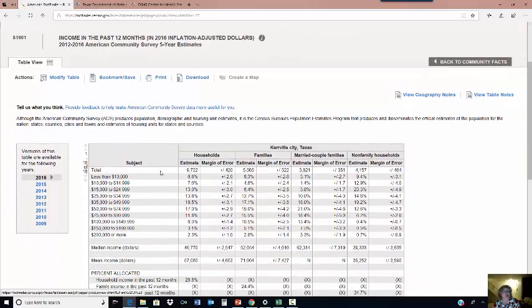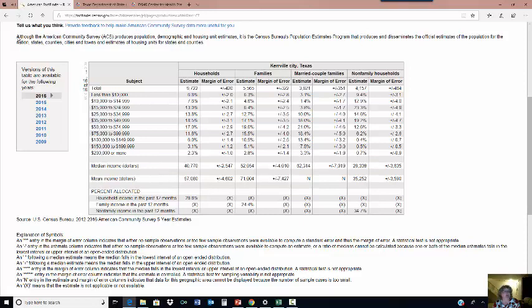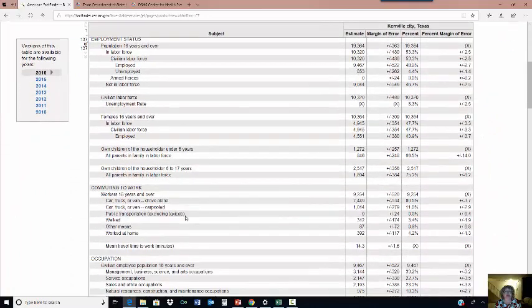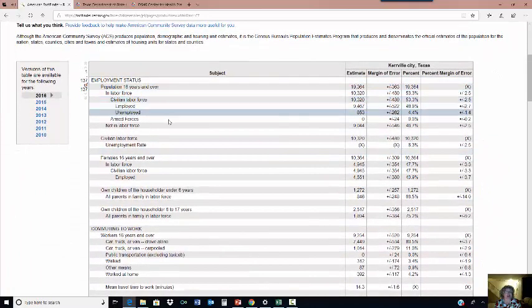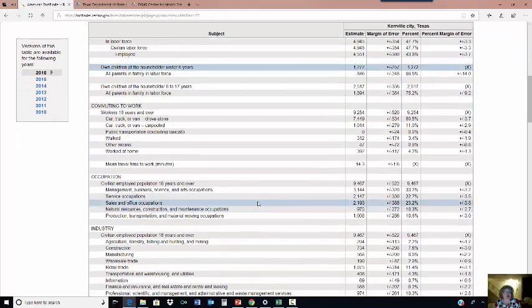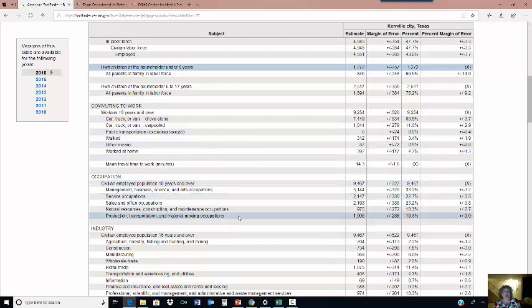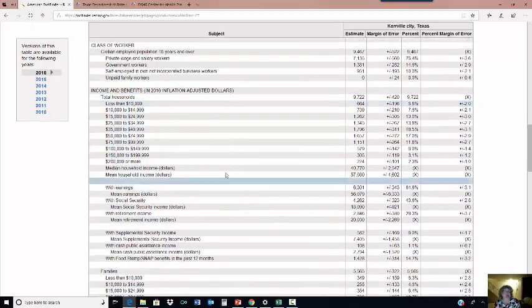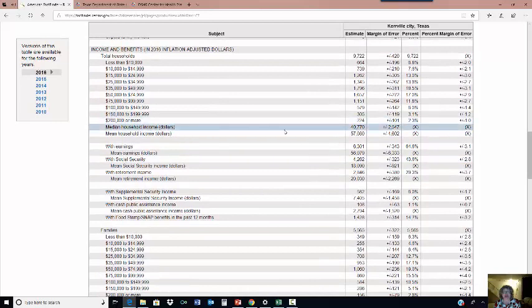This is in 2016. The census is done every 10 years, but there are updates where they'll send out and get information to update it. And you can see the employment status, who all is employed, who commutes, who walked, who took public transportation, what the different occupations, your industries, your class of worker, what the median income is for the area. Here's the median income in Kerrville, it's $40,000.